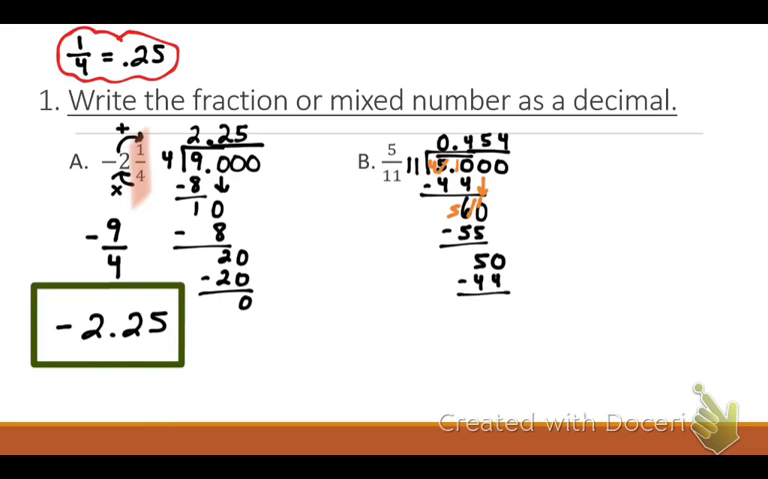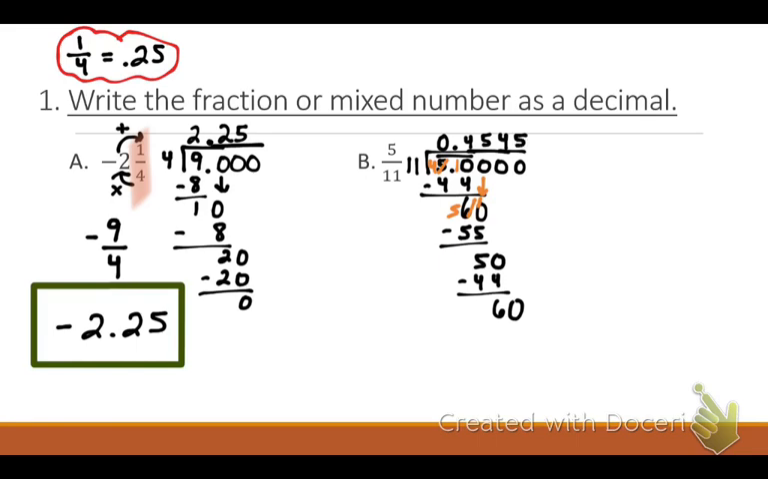44. 50 minus 44? 6. Is the 6 smaller than the 11? Yes, what do I do next? Bring down, okay? Now listen, I don't have enough zeros here, but I'm going to just keep bringing them down. You can add as many zeros as you want. 11, can it go into 60? Yes. How many times? 5.